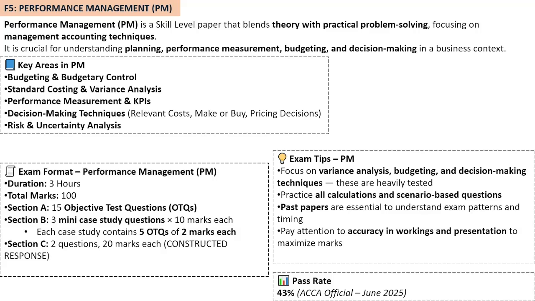The exam tip for the performance management exam is that you have to focus on variance analysis, budgeting and decision making techniques, and these are heavily tested. You have to practice all calculations and scenarios. Past papers are essential to understand exam patterns and timing, and you have to pay attention to accuracy in working and presentation to maximize marks, because there is step marking in ACCA, so it will be very helpful. The pass rate for the June 2025 attempt is 43%. It's always plus or minus 1 or 2% in every attempt, so make sure to prepare well for passing this exam.